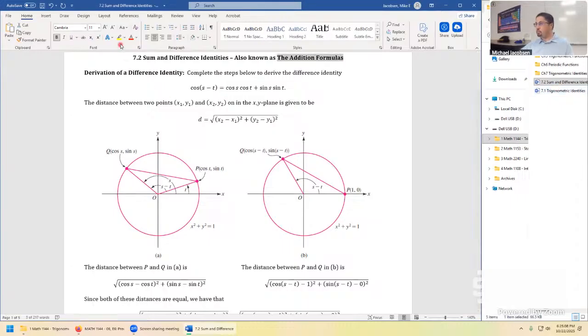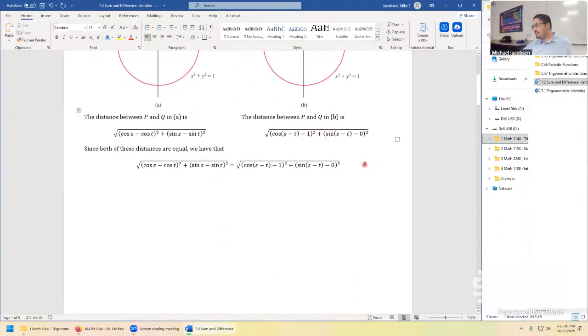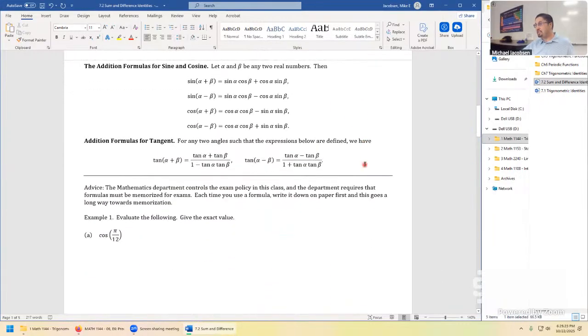Our book made some really weird choices on some of the things that they named. Oftentimes I might just accidentally say the addition formulas, but I'll try to say sum and difference identities because that's what's in our actual book. It starts off with some crazy diagrams. Let's ignore that for just a moment. These are the addition formulas or the sum and difference identities. Looks like I actually wrote in the addition formulas here.